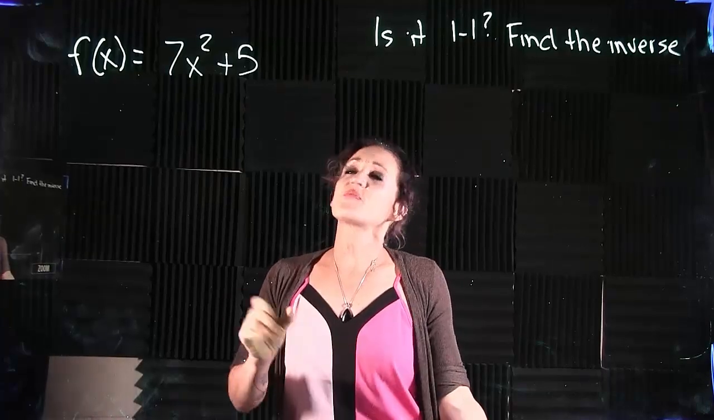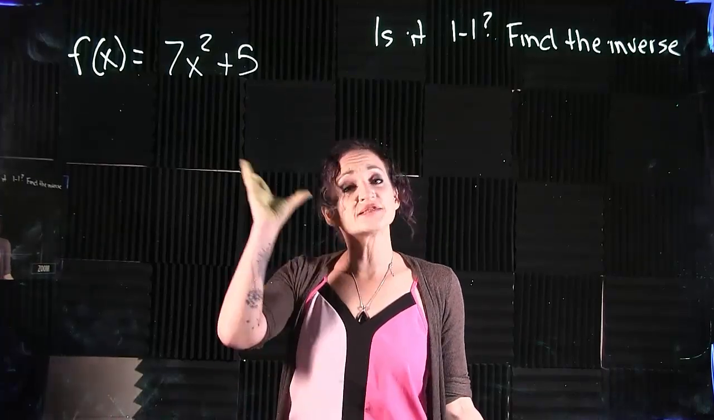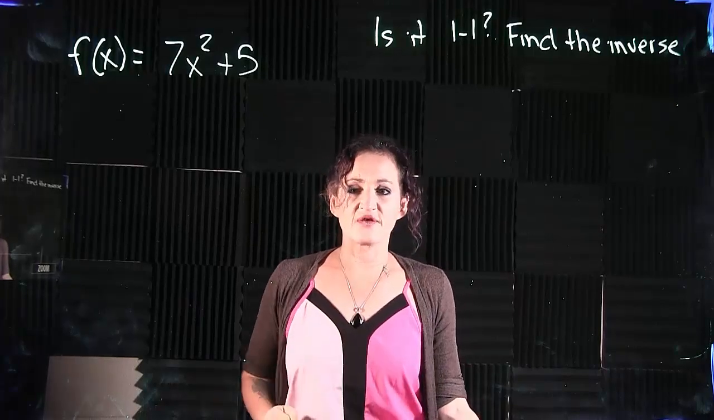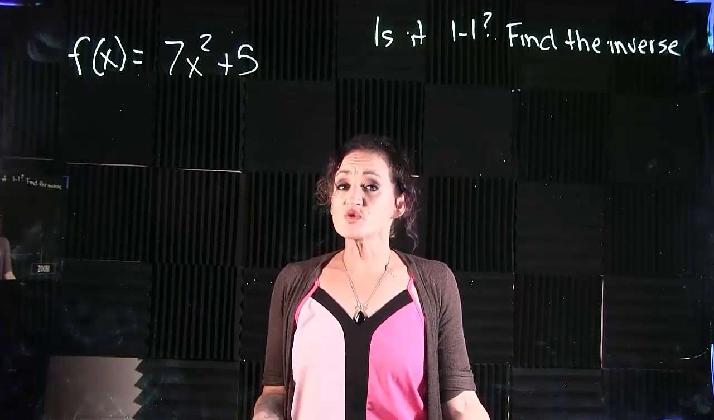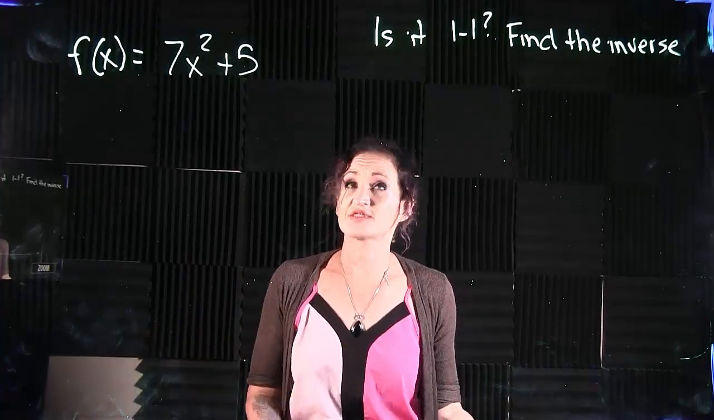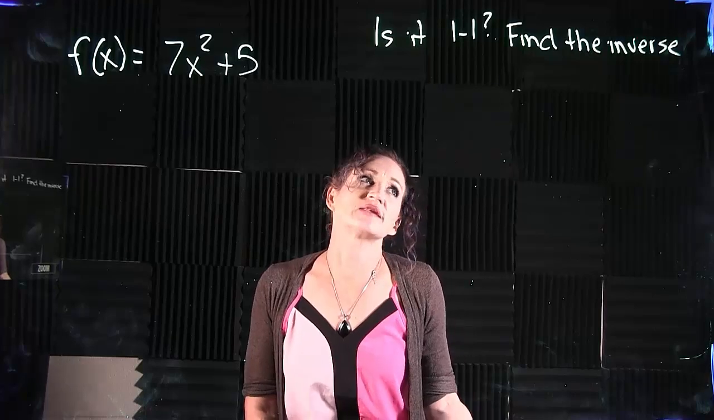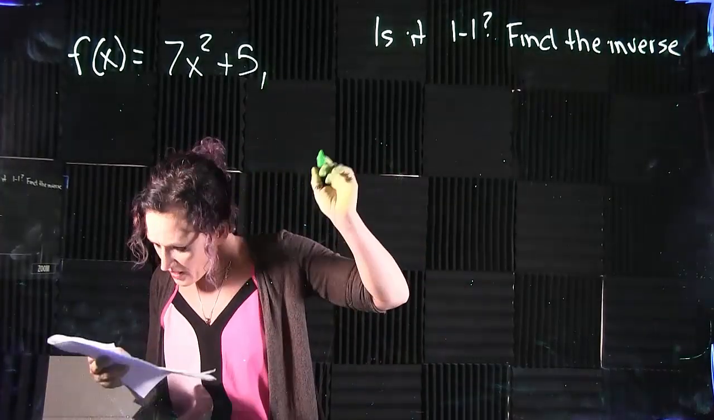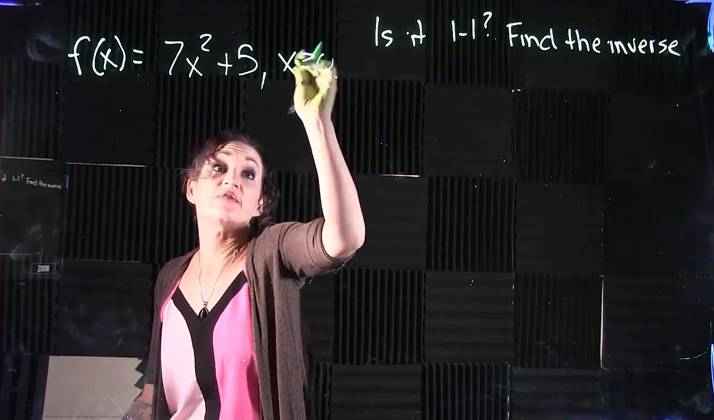For this problem, we are asked, is the following function one-to-one? And if so, find the inverse. A function is one-to-one if it passes the horizontal line test. If it passes the horizontal line test, it means it has an inverse. Actually, for this problem, I left off a very important parameter.